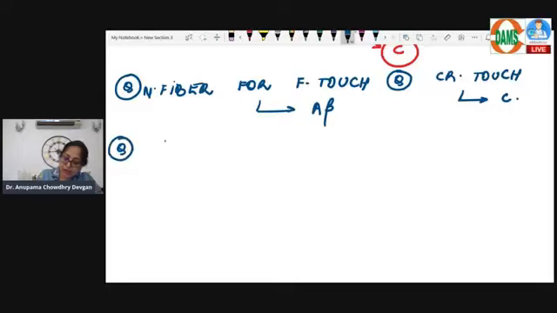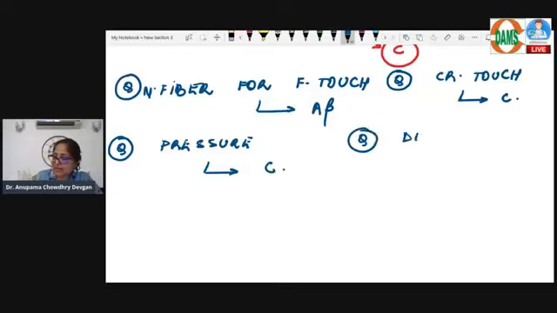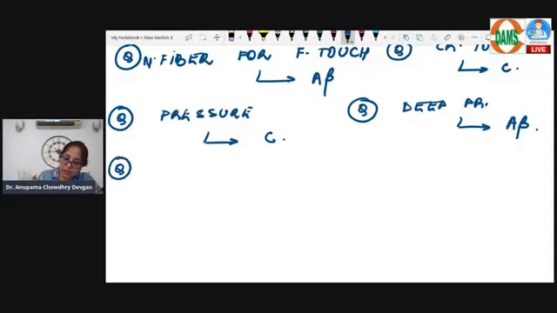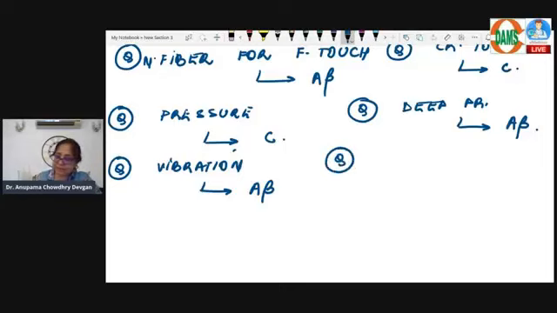Which is the nerve fiber for pressure? The nerve fiber which carries pressure is C. Which is the nerve fiber which carries deep pressure? This is A beta. Deep pressure is poking. C is for pressure. Next question, which is the fiber for vibration? For vibration, the nerve fiber is A beta.